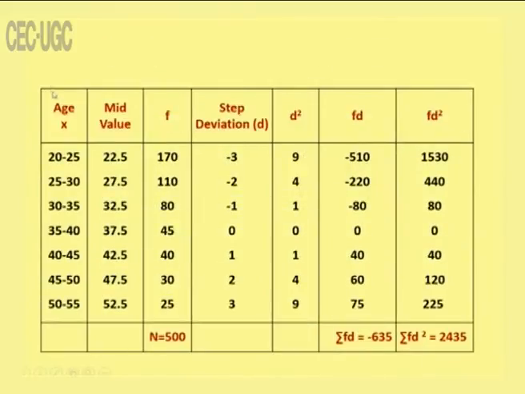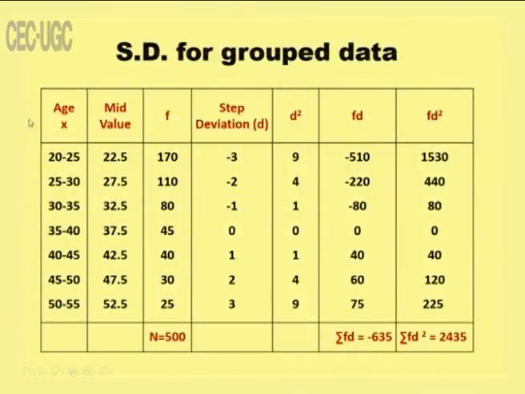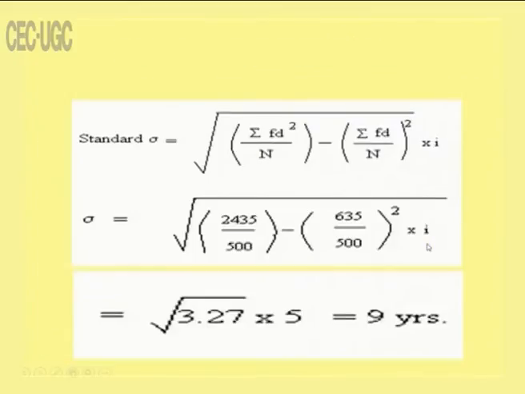And now, we have to tabulate the terms, and here the age, the class interval, the mid value, the frequency and the deviation. In the same way, here is the average class and therefore 0, and minus 1, 2, 3, plus 1, 2, 3, d square, f d and f d square. All the steps are more or less the same. And now we have to put it into the formula: the standard deviation is the square root of summation of f d square by n minus (summation of f d by n) whole square, into i.